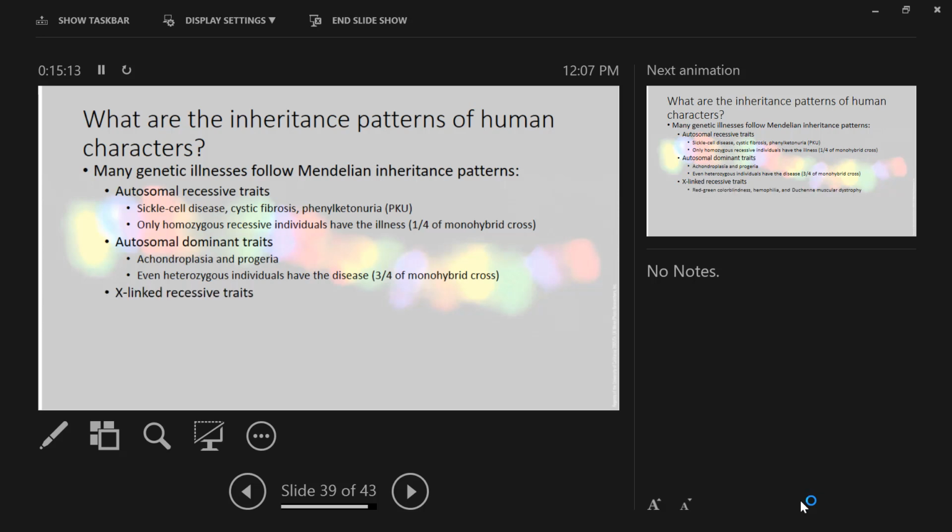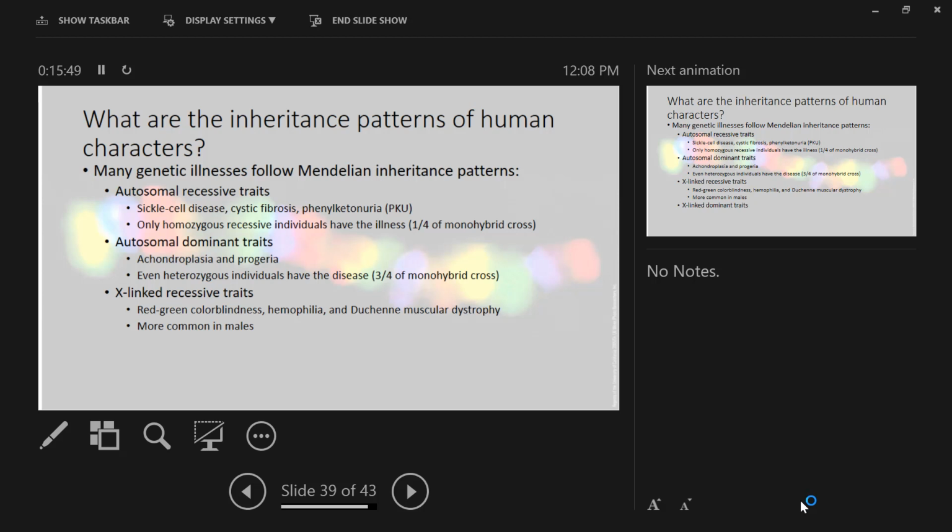X-linked recessive traits are always going to be more common in males than in females because males typically only have one X chromosome. You wouldn't refer to it as homozygous, because homozygous means you have two copies of the recessive allele. You only have one copy of the recessive allele, but you have the condition. You refer to that as hemizygous. So red-green color blindness, hemophilia, and Duchenne muscular dystrophy are going to be more common in males.